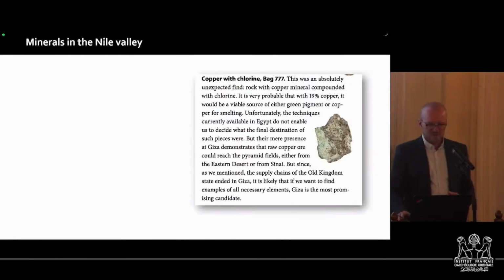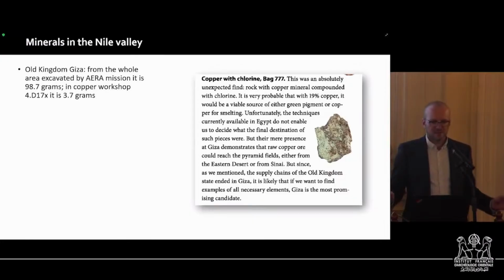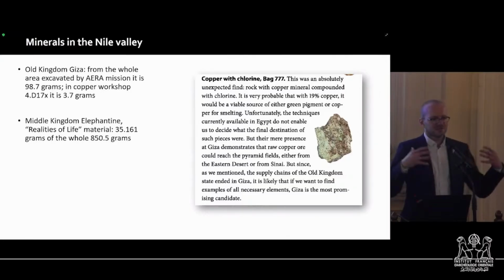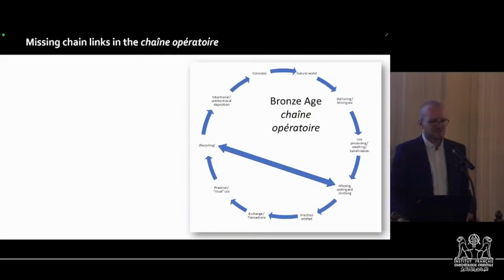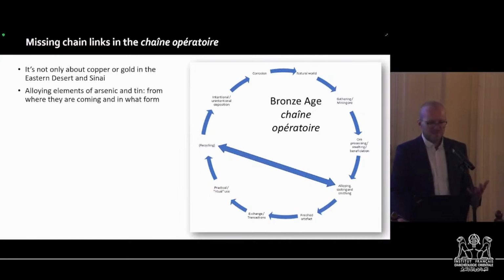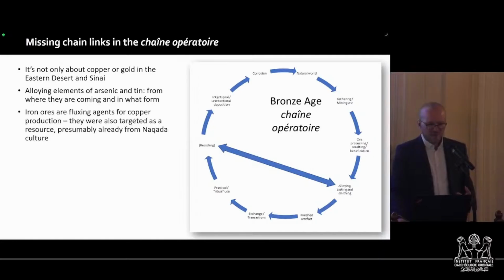As for the minerals, for illustration, in Old Kingdom Giza, from the whole area that was excavated by the ERA mission, it's about 100 grams of minerals, copper minerals, and minerals that could be connected to copper metallurgy. In the copper workshop alone that was excavated, it's only 4 grams of minerals. And in Middle Kingdom Elephantine, from the Realities of Life material, of all these 850 grams, there are 35 grams of fragments of minerals that were lost and deposited in these layers. So there are some missing chain links in the chaîne opératoire, and we have to be very careful with the archaeological contexts. And regarding metallurgy, it's not only about copper and gold. There might be alloying elements of arsenic and tin, and also iron ores that might serve as fluxing agents for the copper production, and they were very likely targeted quite soon in the Eastern Desert, and maybe also on Sinai.